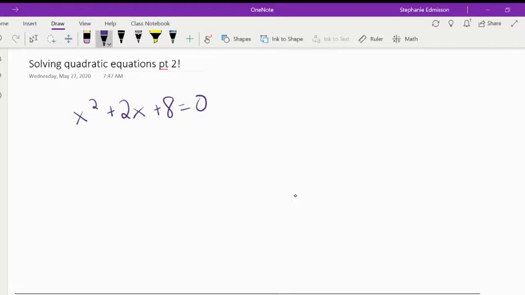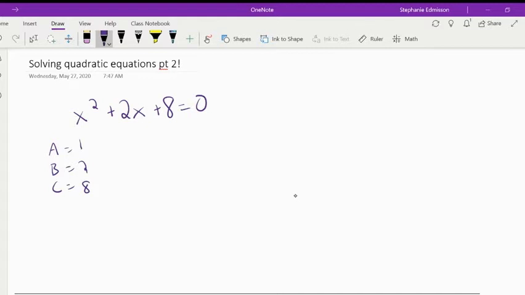Okay, so with quadratic equations, remember we can solve them by factoring, by the isolation method, or with the quadratic formula. And the quadratic formula is the way that works if nothing else works. So let's go ahead and we've already got this equal to 0. So let's go ahead and assign our variables. A, B, C. A is 1, B is 2, and C is 8.